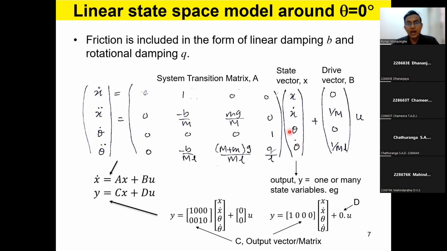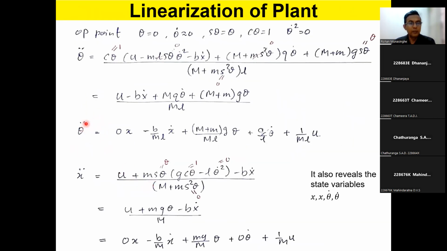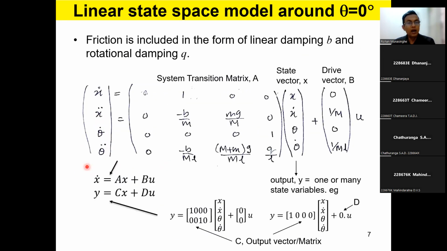Okay. So when you write it down, on the left hand side, what you have is one derivative higher order. When you have x, it is x dot here. When you have x dot, it is x double dot here. When you have theta, it is theta dot here. When you have theta dot, it is theta double dot. So in fact, the two equations we have here, theta double dot and x double dot, are here.